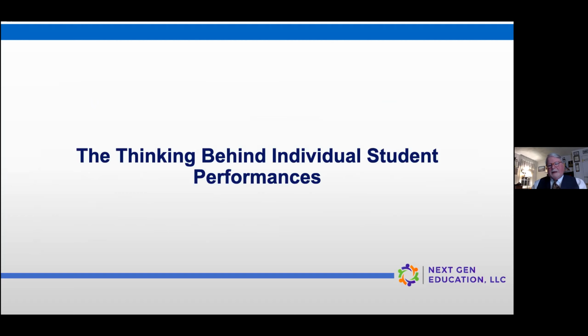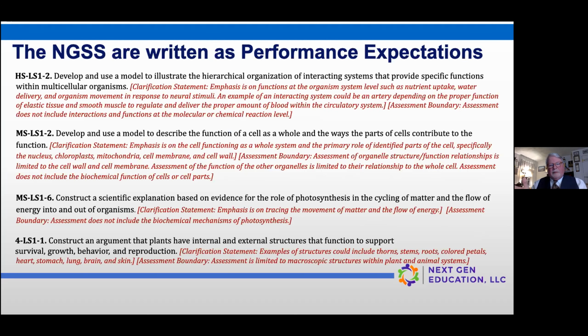So here's the thinking behind the individual student performances. I use that term, individual student performances. They came from the NGSS. The Next Generation Science Standards are written as performance expectations. When we were writing these, we were told by our boss, Stephen Pruitt, that when you're writing a performance expectation, you should be able to close your eyes, have someone read the performance expectation, and in your mind's eye, imagine a student actually doing that.